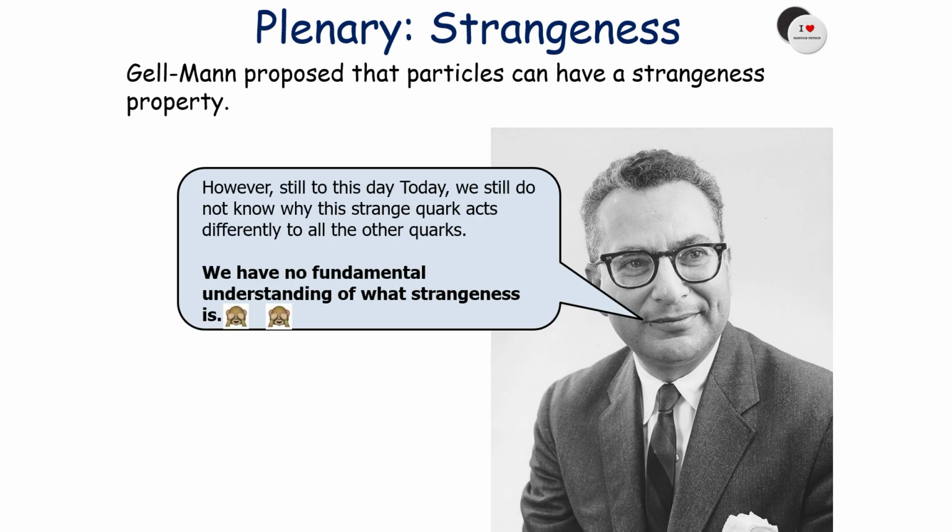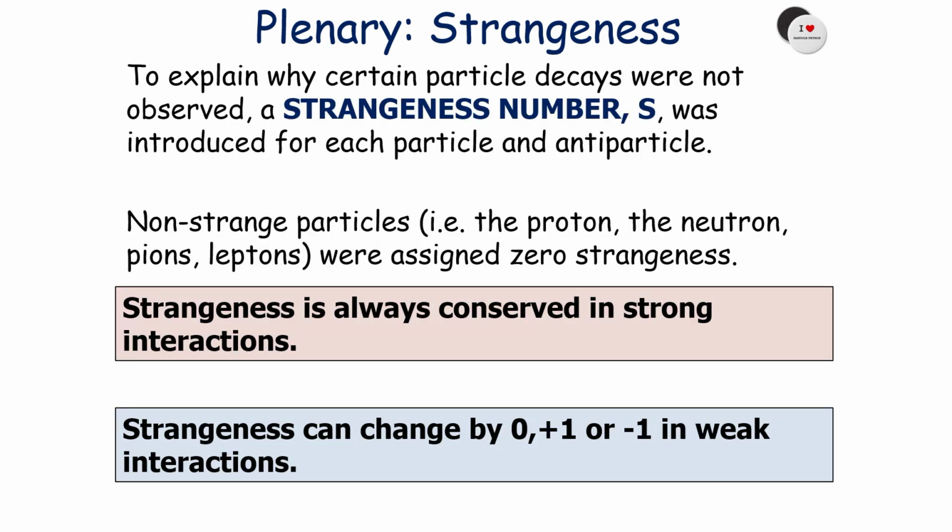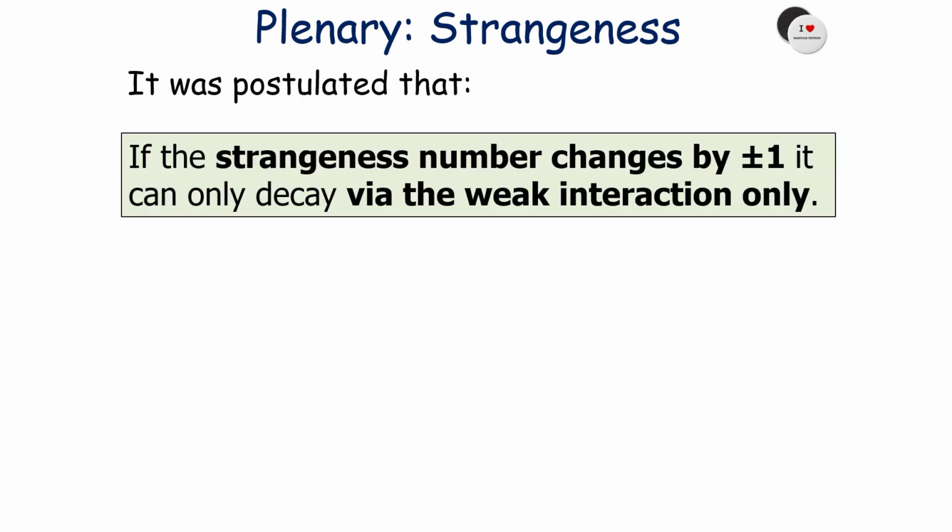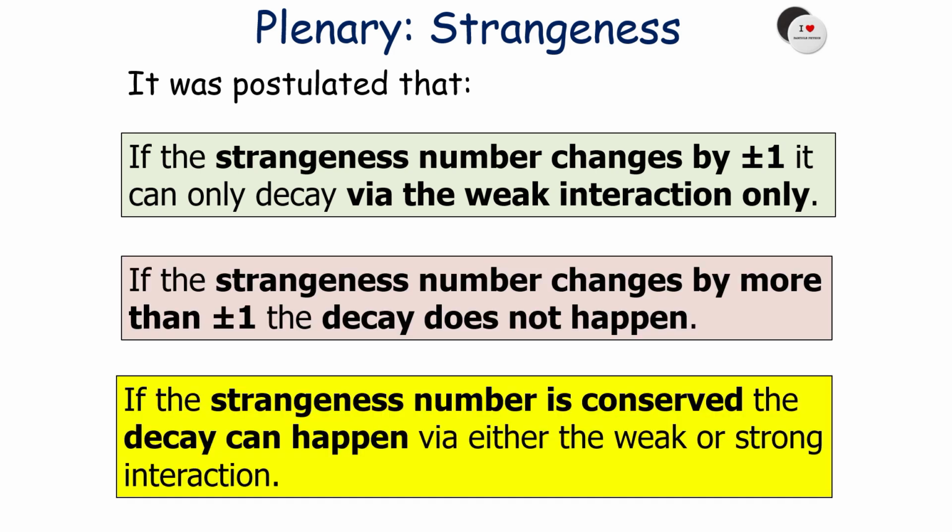However, still to this day we don't really know why the strange quark is strange compared to all the other quarks. We don't have a fundamental understanding of what strangeness is. So just to clarify, strangeness is always conserved in strong interactions. It can change by 0, +1 and -1 in the weak interactions. So the strange number can change by +1 and -1 via the weak interaction only. If the strange number changes by more than +1 or -1, it does not happen. And then finally, if the strangeness number is conserved, the decay can happen either via the weak or the strong interaction.